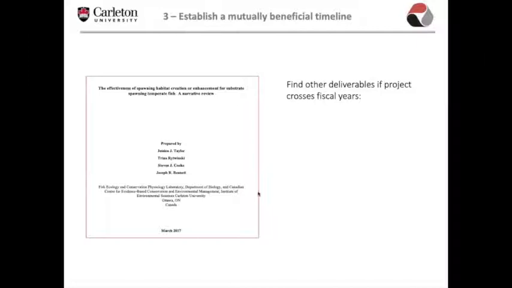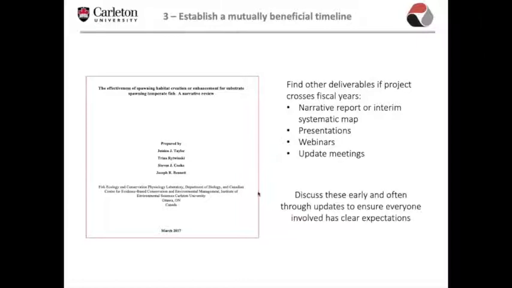So in the past, we have created what we called a narrative report. We deliver this to our stakeholders in March of the year if the full review is not scheduled to be complete. This is a detailed project update that includes descriptive statistics of the literature so far and any preliminary results, or perhaps a subset of the articles so far. Other interim deliverables could include giving presentations, webinars, or holding update meetings. Regardless of the type of deliverable, it is important to discuss these early and often to ensure everyone involved has clear expectations.